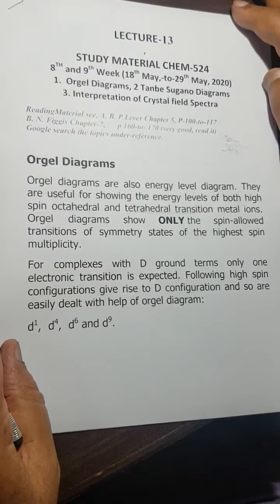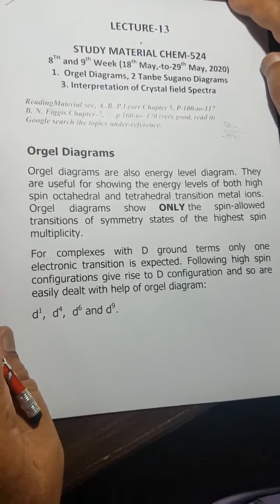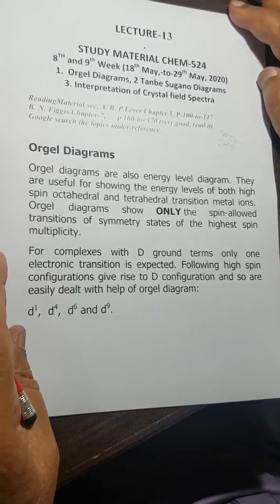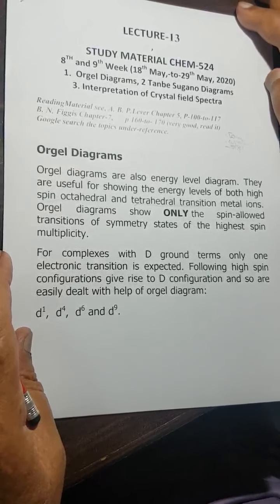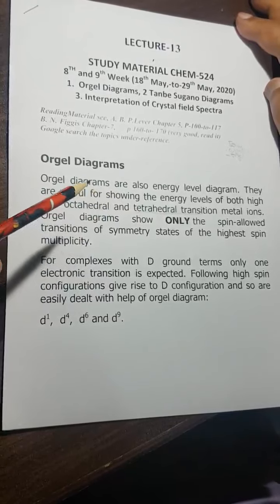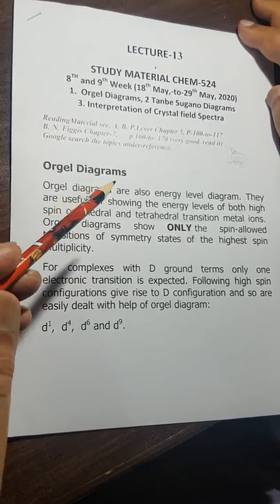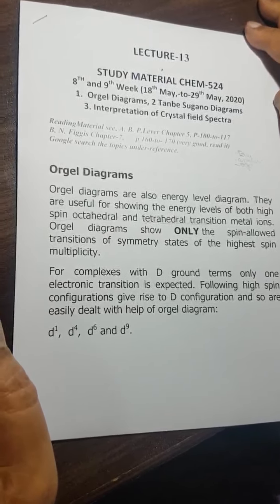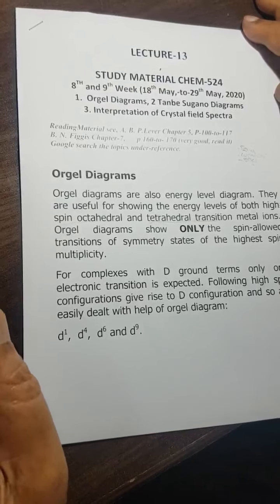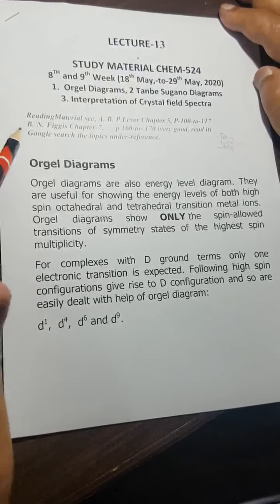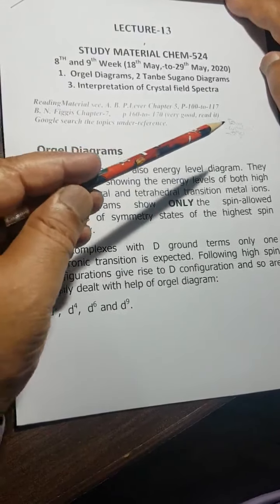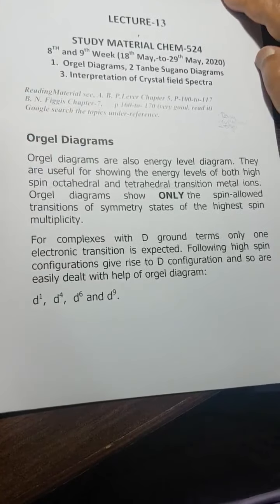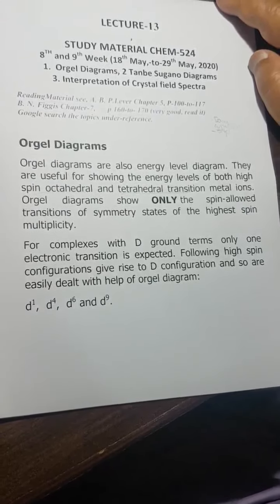Lecture 13 study material. In this I'm going to discuss with you Orgel diagrams and Tanabe-Sugano diagrams. You have already learned term diagrams and correlation diagrams. What were those diagrams? They were simply energy level diagrams. Orgel diagrams are also energy level diagrams, but they are much simpler compared to the correlation diagram.